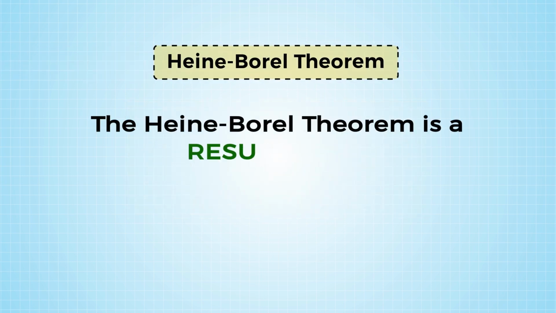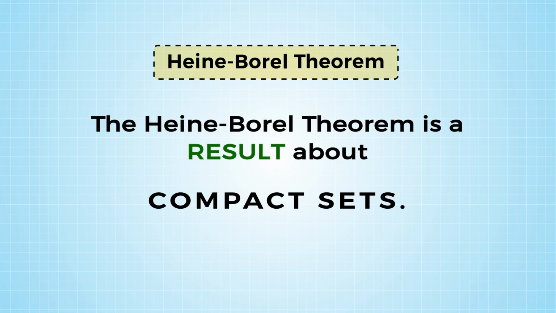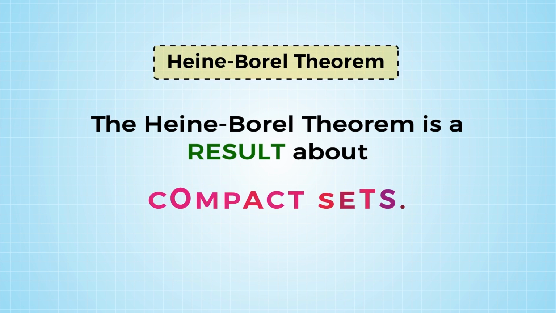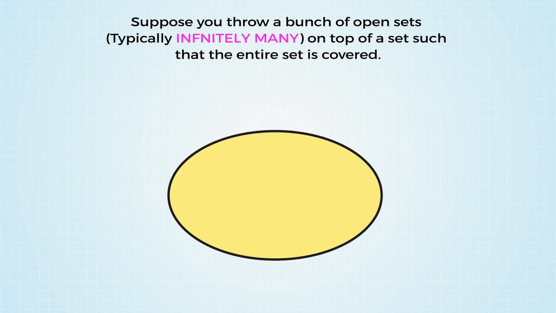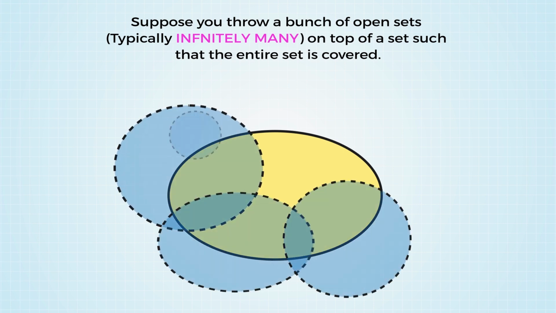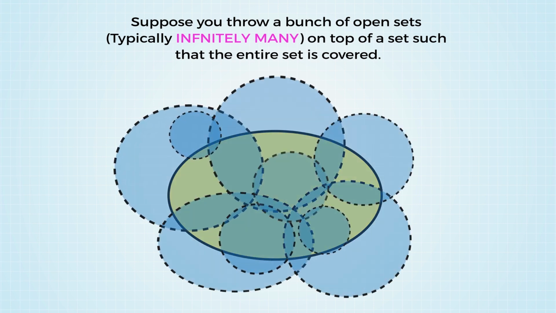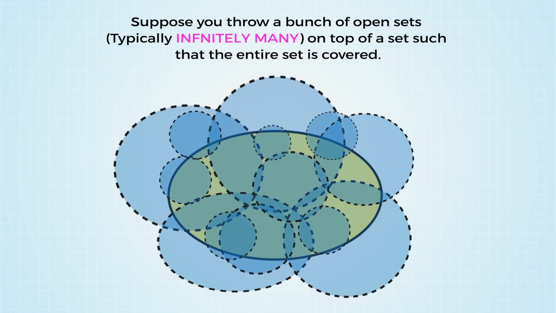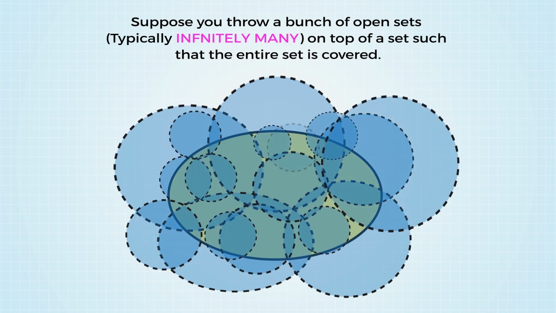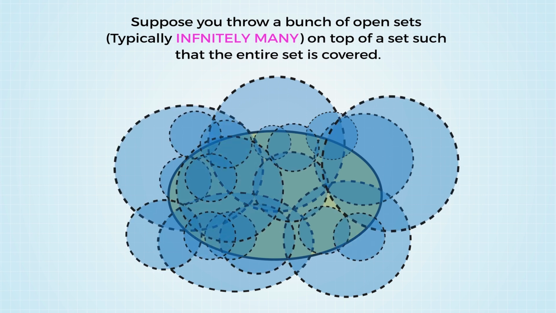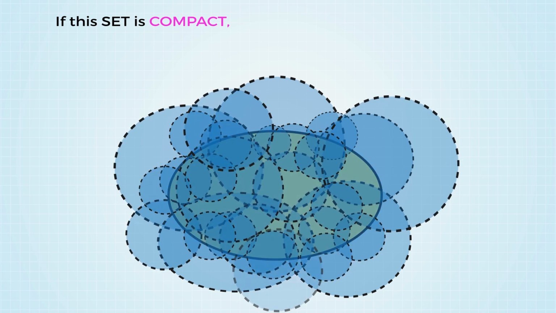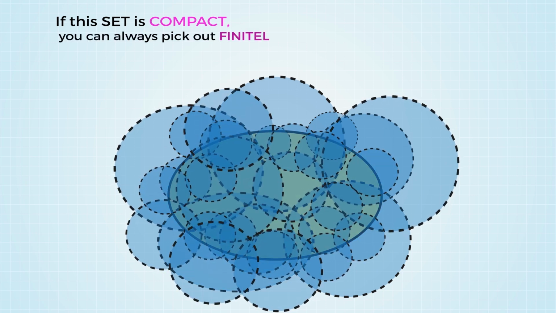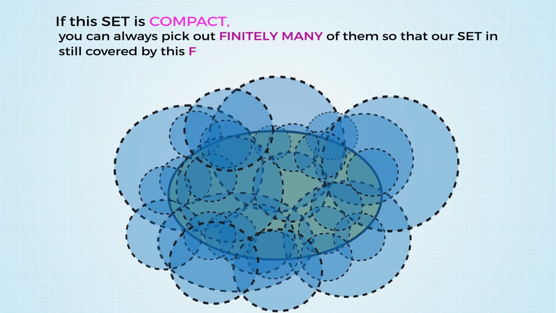The Heine-Borel theorem is a result about compact sets. And a compact set is a very interesting type of animal. Suppose you throw a bunch of open sets, typically infinitely many, on top of a set such that the entire set is covered. If this set is compact, then no matter what open sets were thrown on, you can always pick out finitely many of them so that our set is still covered by this finite collection.